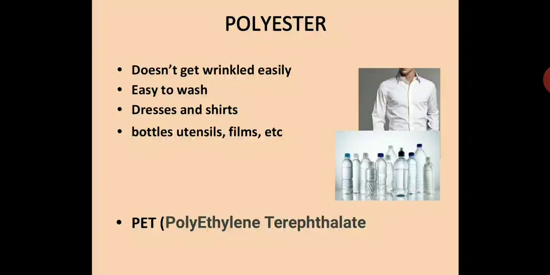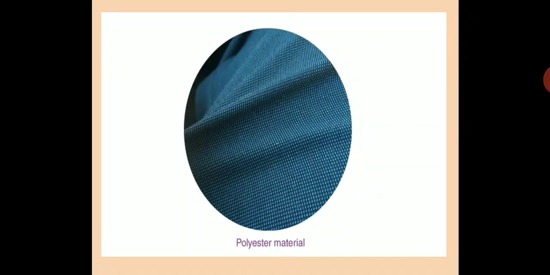Polyester doesn't wrinkle easily and is easy to wash. You can make dresses, shirts, bottles, utensils, films, etc. out of polyester. Chemically, polyester is polyethylene terephthalate. PET means polyethylene terephthalate. So you can see a polyester material here. The appearance of polyester is synthetic.